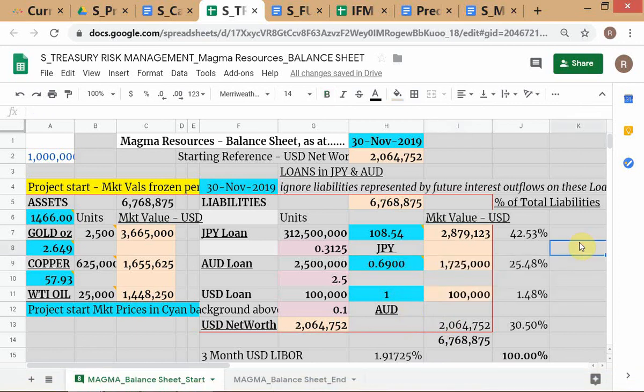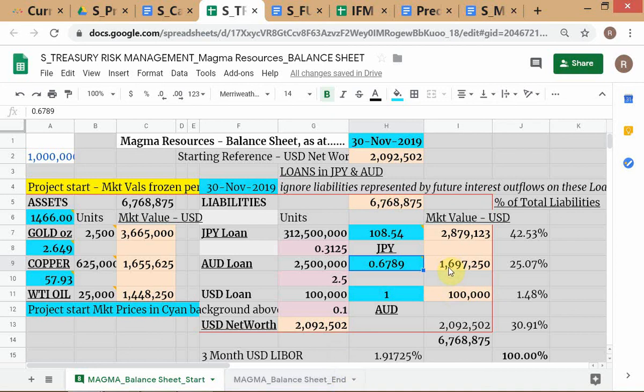Okay. Now let me, what did I, control Z, no? Undo is control Z. Okay. So now 67.89, now we'll make the Aussie depreciate and see the impact on net worth. Okay. Now net worth should go up. Yes. Okay. And this should go down.